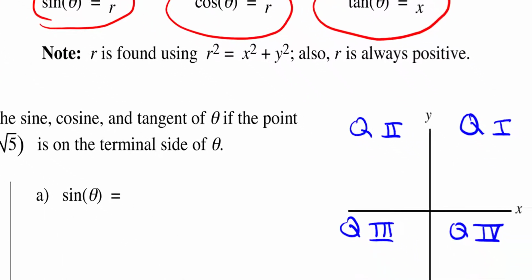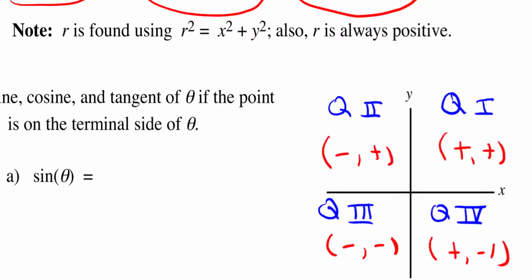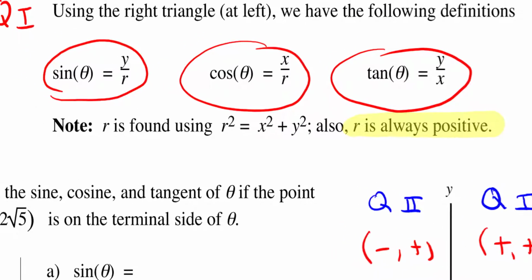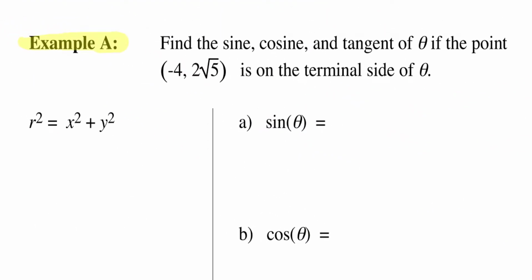Note that r is found from r squared equals x squared plus y squared. And r is always positive. But take a look in quadrants 1, 2, 3, and 4: x and y are sometimes positive, sometimes negative. And we must take that into account. R, again, no matter what quadrant theta is in, r will always be positive.